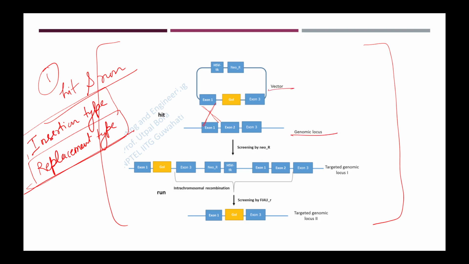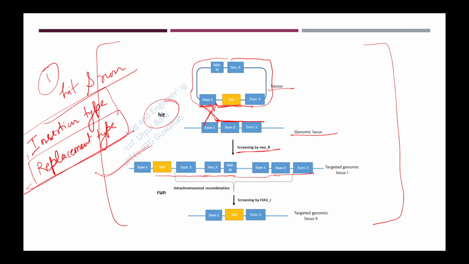So here, if the recombination is taking place, then after exon 1, this sequence will start arriving. Gene of interest, then exon 3, then it will go to neomycin resistant, thymidine kinase, and then exon 1 again, and then it will reach here, exon 2, 3, like this. So first, after the hit, you'll screen by neomycin resistant genes.